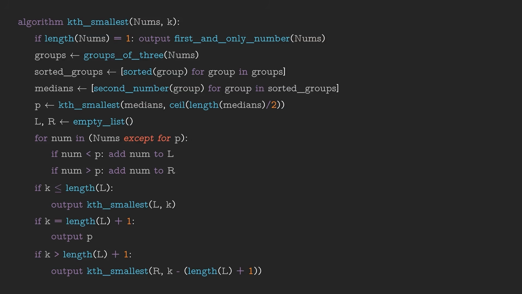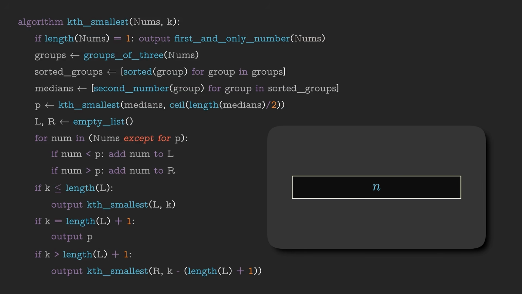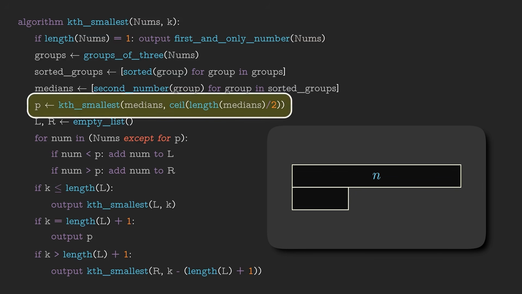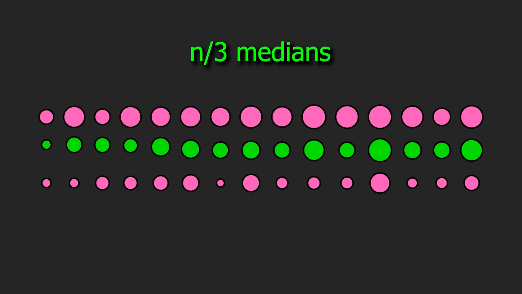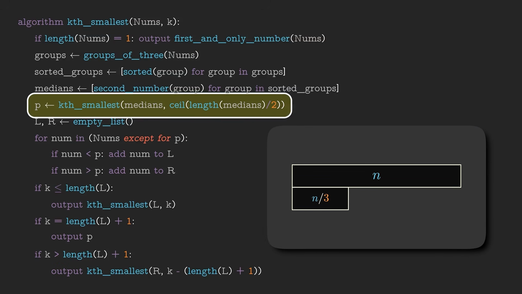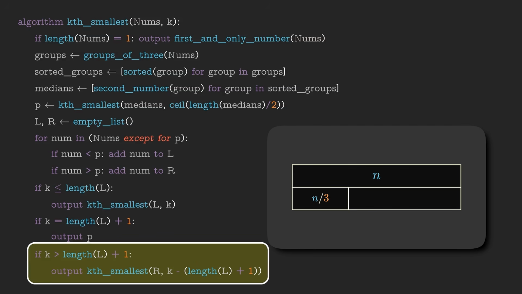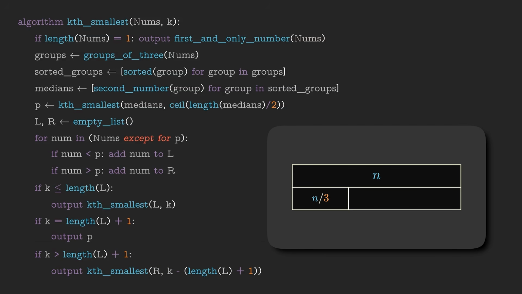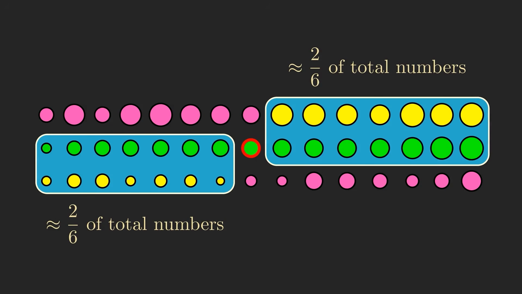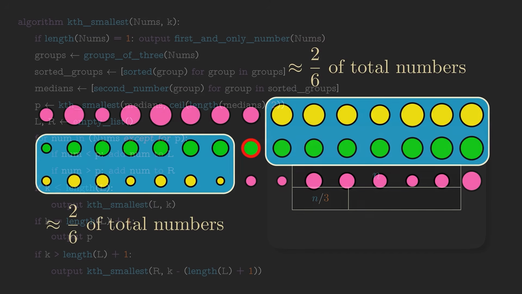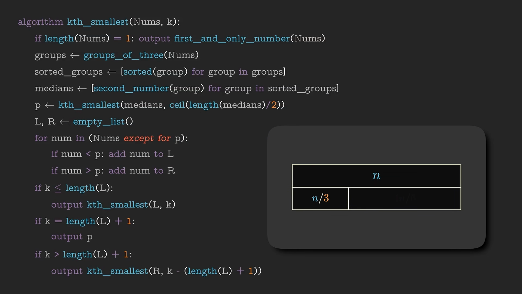As always, we start with an initial block of size n, and there are still 2 subproblems created from the top level. One for the first recursive use of the algorithm to find the median of medians, and since there are n over 3 medians to take the median of, this block gets a size of n over 3. The second block is for the main recursion on the left sublist or the right sublist. And since we know the pivot is greater than 2/6 of the numbers and less than 2/6 of the numbers, the size of this block can be at most 4n over 6, or 2n over 3.